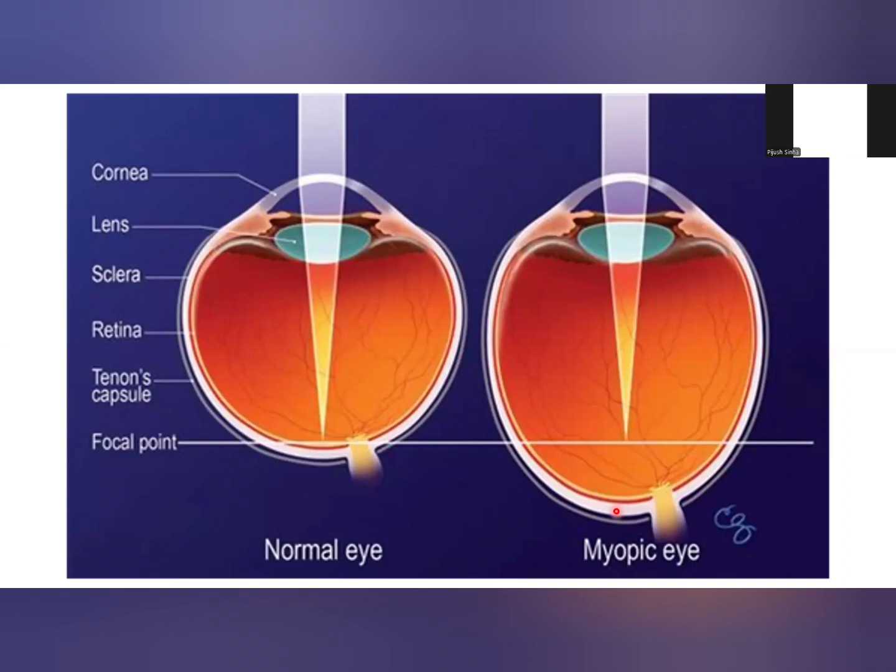So conventionally, if we find a patient having myopia, we use minus lenses or concave lenses to correct this refractive error. After putting the concave lenses in front of the eye, light rays will get focused on the fovea of the retina, and the myopia will get cleared.